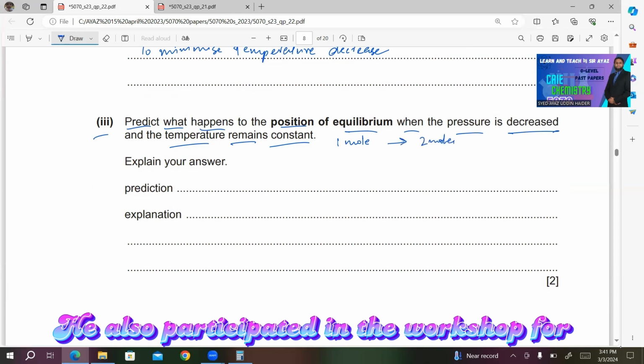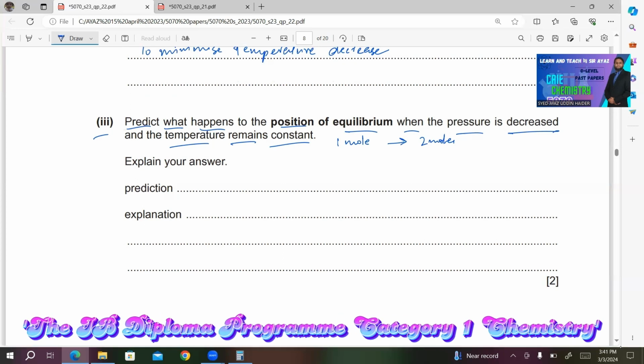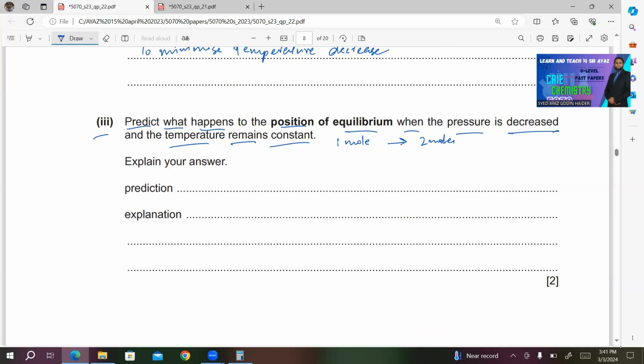So if you decrease the pressure, it will move to the side where there will be higher moles of gases. So it will definitely shift the equilibrium to the right hand side. Equilibrium will shift to right hand side, or product side.